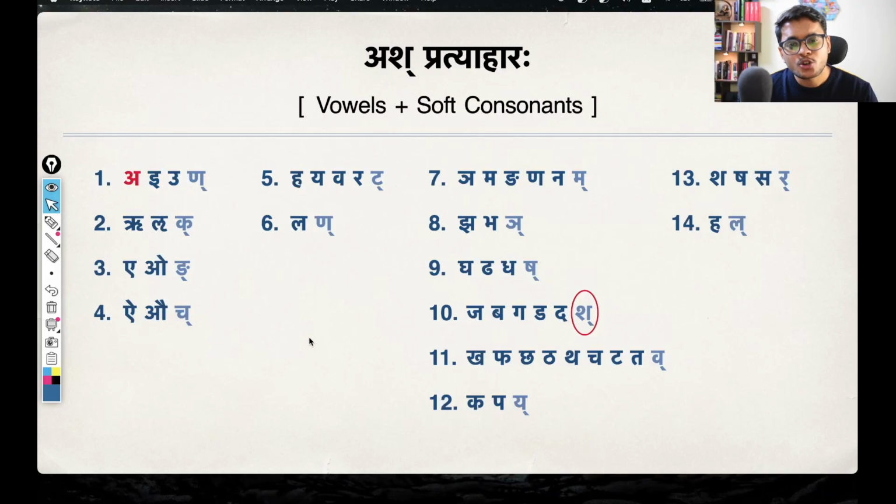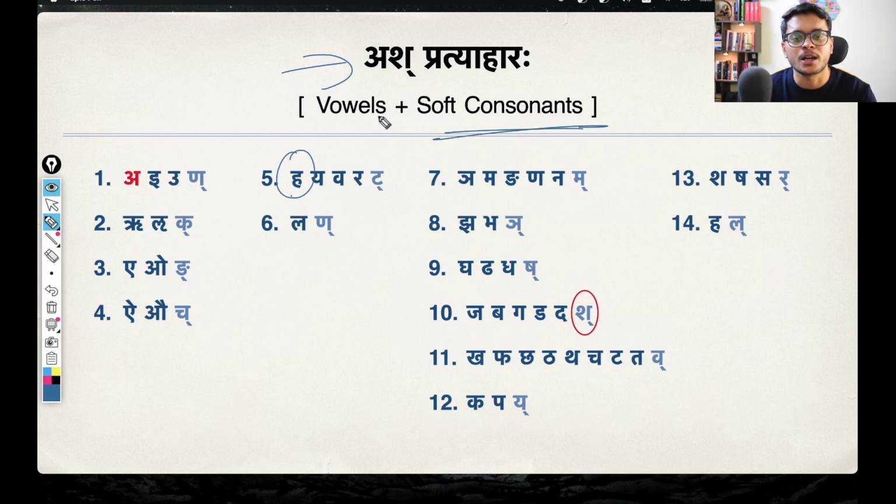And just an extension of it is ash. Before, we spoke about hash, that is starting from ha till this sha. So hash, all the soft consonants. And if I say ash pratyahara, the starting point is now a. So that will include all the vowels also. So this ash basically means the vowels plus the soft consonants.